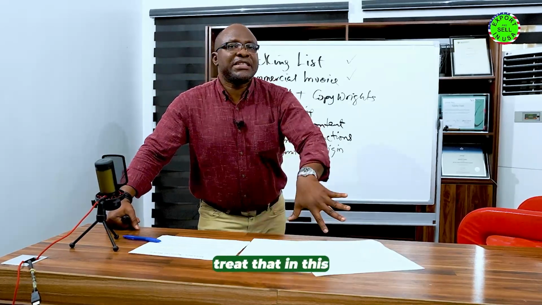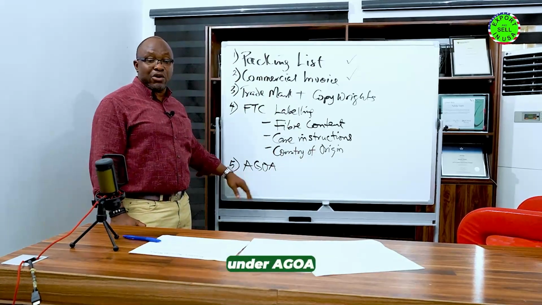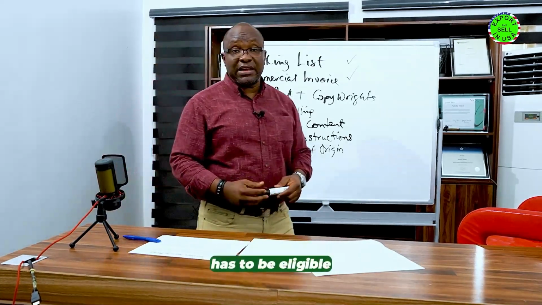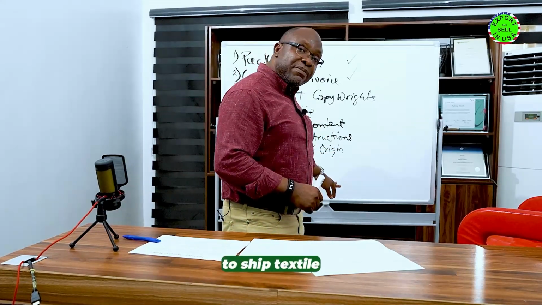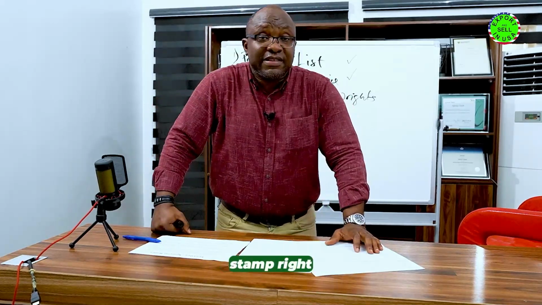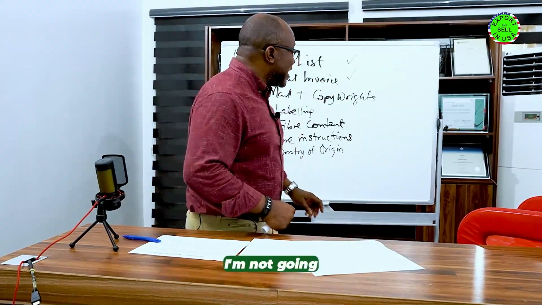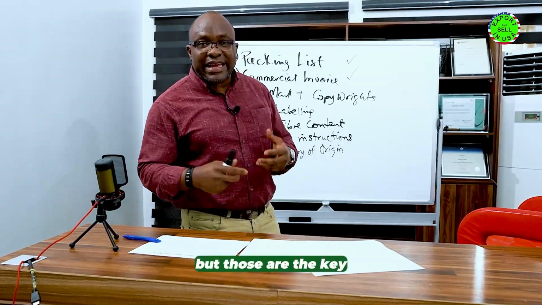I'm not going to treat that in this requirement because, again, most people who are shipping under AGOA, first, your country has to be eligible to ship under AGOA. Your country also has to be eligible to ship textile under AGOA. And then there's what you call the AGOA visa stamp, right? Like I said, I'm not going in depth into AGOA for fashion, but those are the key things that you need to ship fashion.